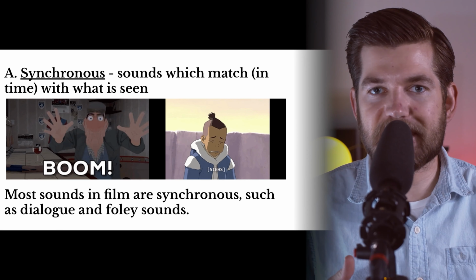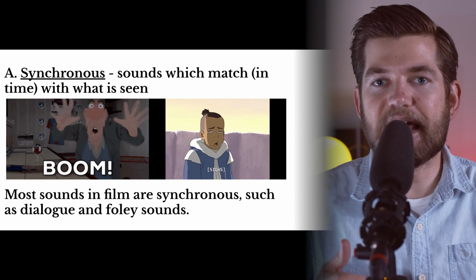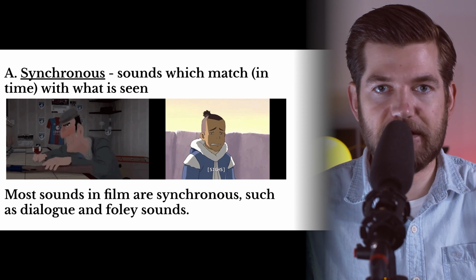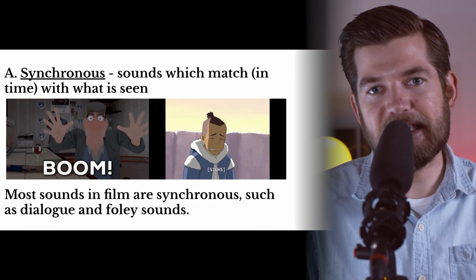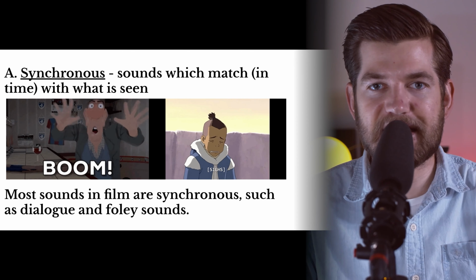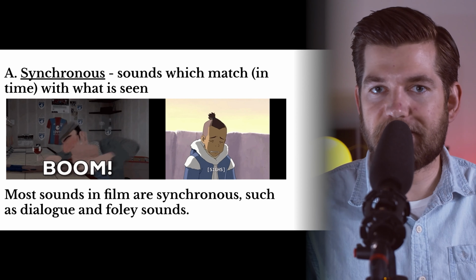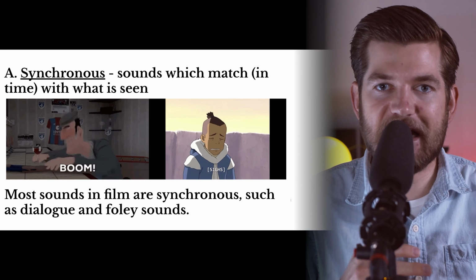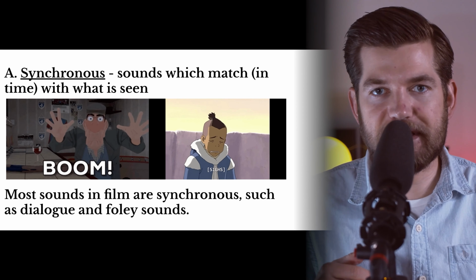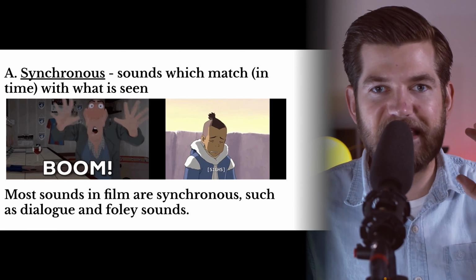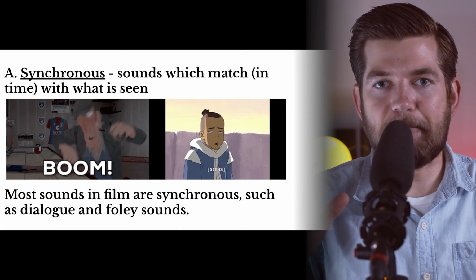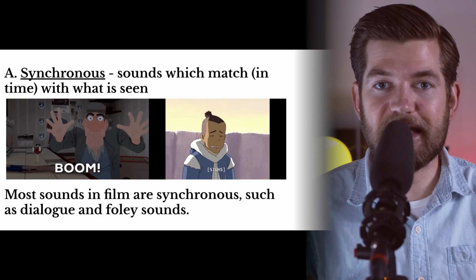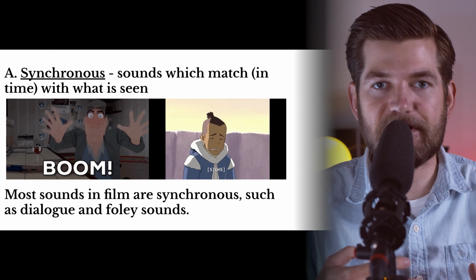Synchronous sounds are sounds that match what we see on screen. They match the timing of what we see on screen, and they match the source of what we see on screen. We see the thing making the sound, and it matches with the sound itself. Most sounds in film are synchronous, such as dialogue and Foley sounds that match with what we see on screen. In these two examples, you can tell from the subtitles that the sound the character is making matches in time with the sound we hear. These are just a couple of the many examples that you'll see in film of synchronous sound.